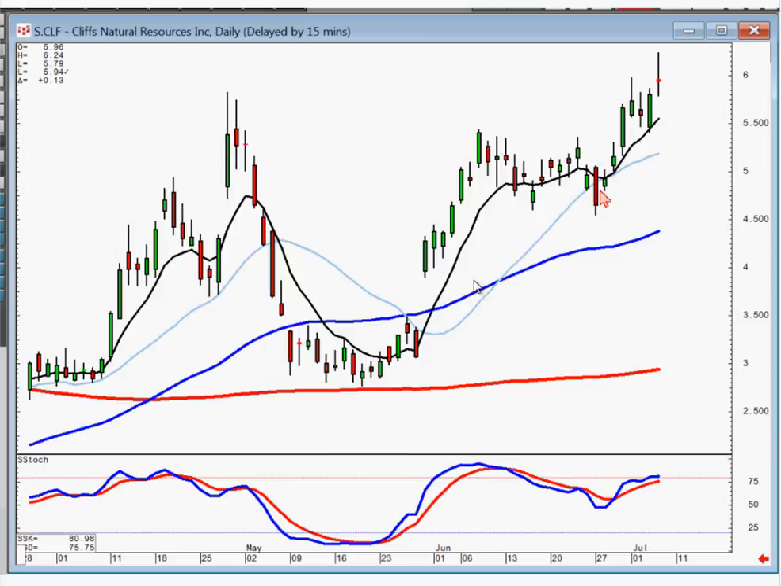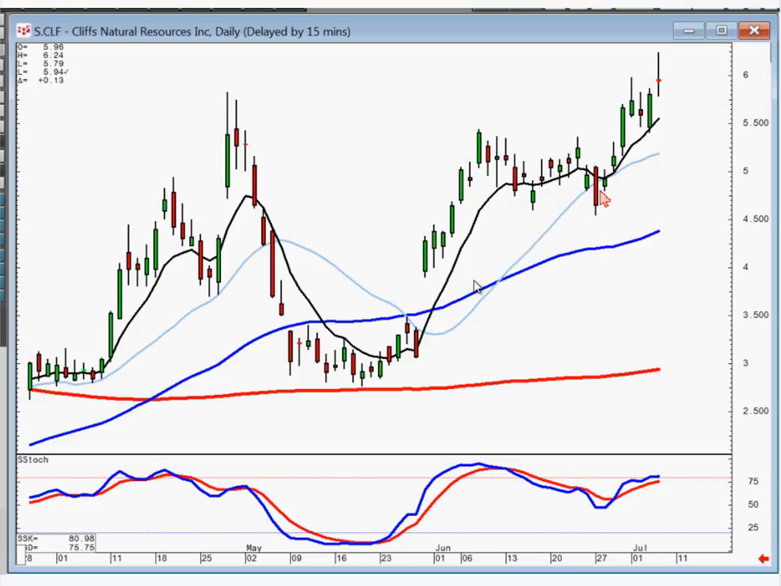On CLF, yes, you've still got an uptrend, but you're not quite into what I would say is the overbought condition. So right now, all you can do is assume that your uptrend is in progress until you see a confirmed sell signal.